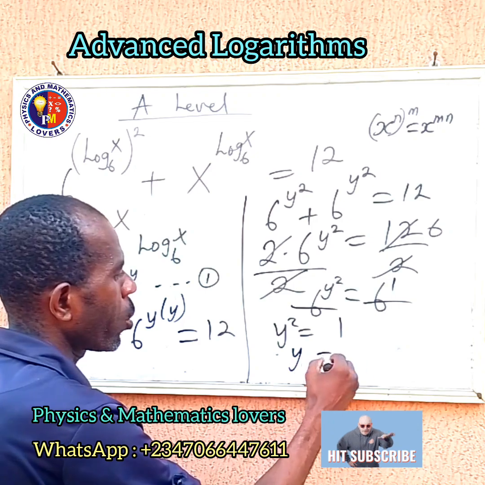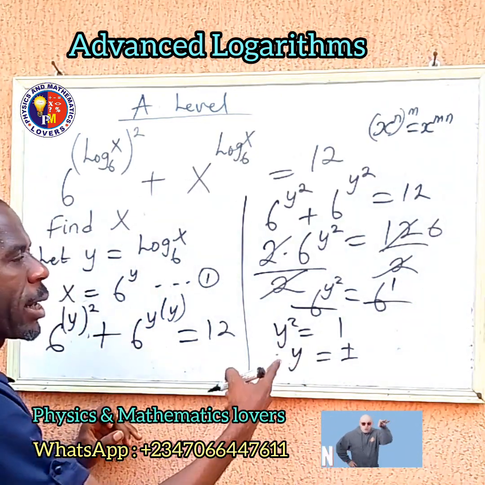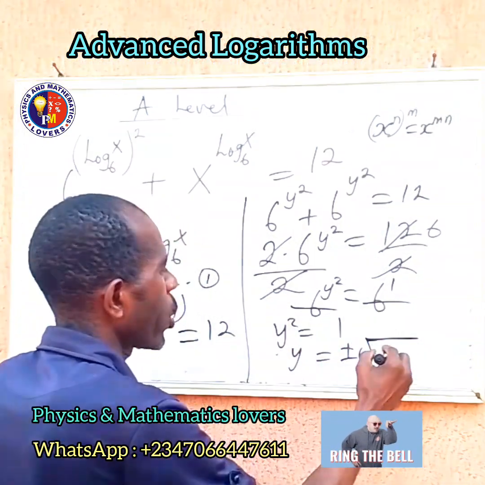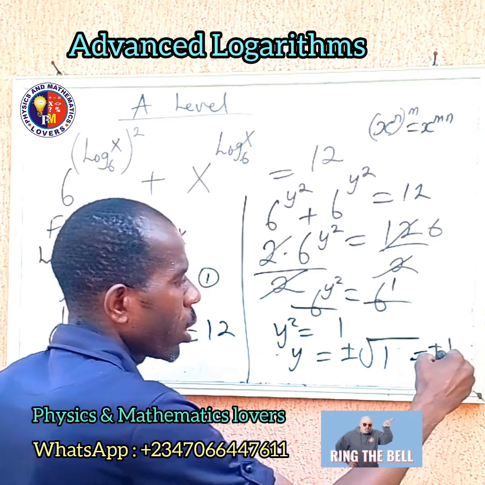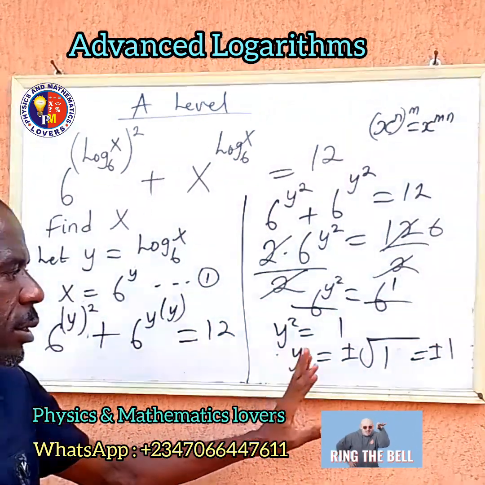Our y will be equal to plus or minus, because we are going to look for the square root, because we don't know whether it's only positive or negative. So we're going to have plus or minus square root of what? 1, which is plus or minus 1. So how do we know whether the value is valid?